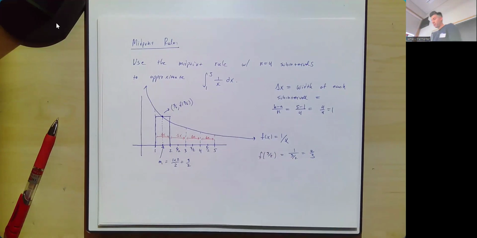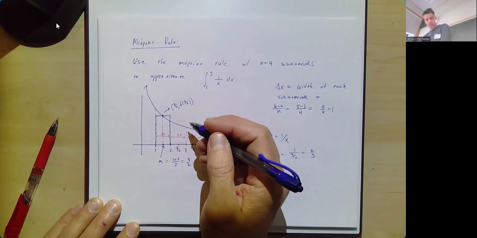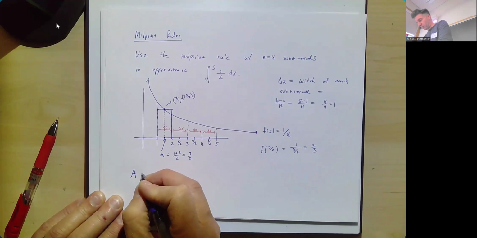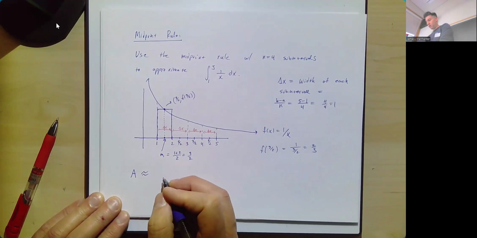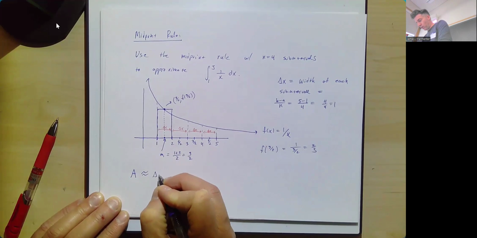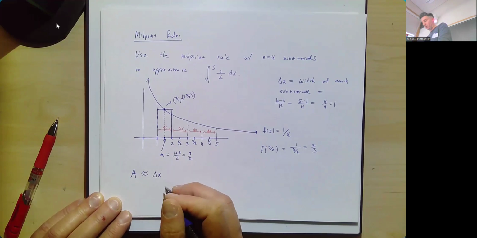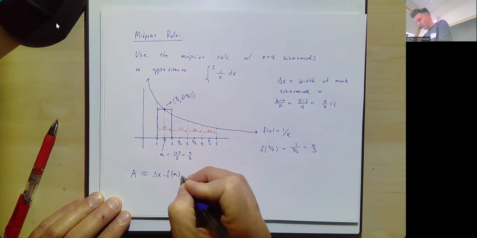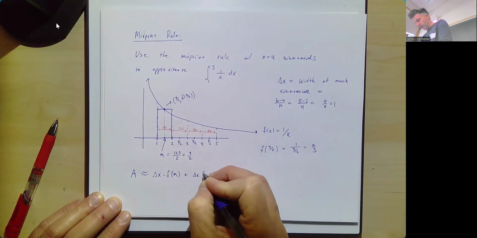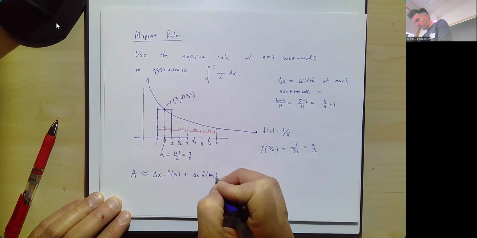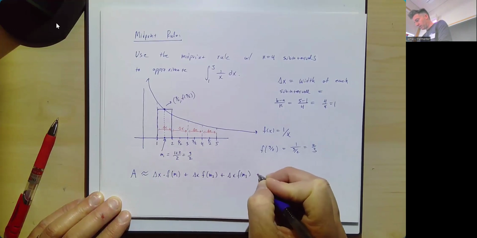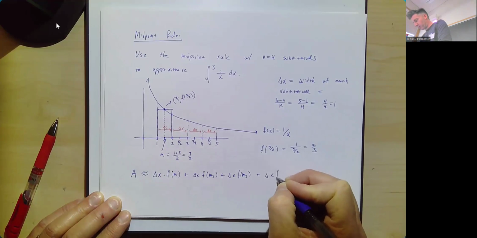So then we're going to find the rest of the heights. What we're going to say is that the area is approximately equal to the width delta x, the base of my rectangle, times the height of my first rectangle. And then the base times the height of the second rectangle. And then the base times the height of the third rectangle. And then the base times the height of the fourth rectangle.